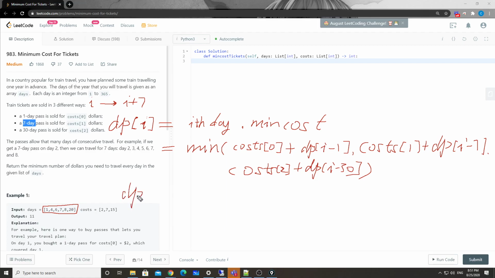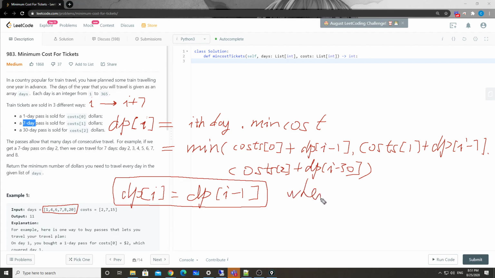Then dp[i] simply equals dp[i-1]. So this is something you need to be careful about when i is not in days.